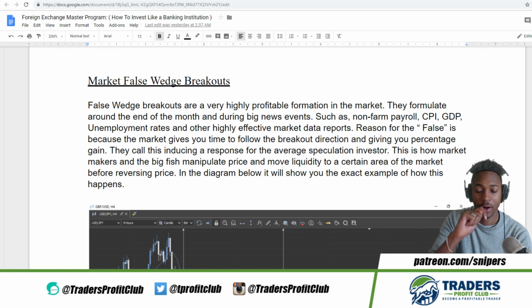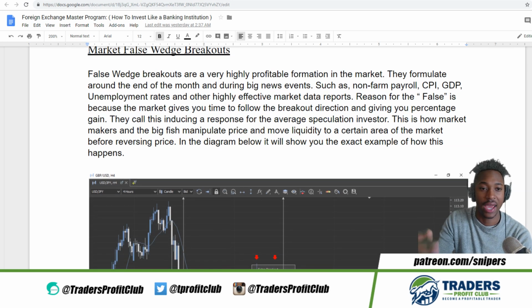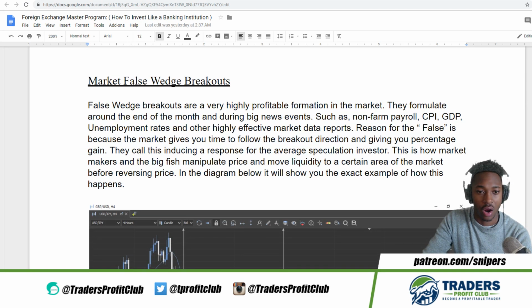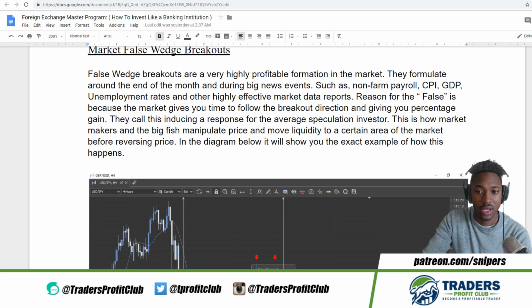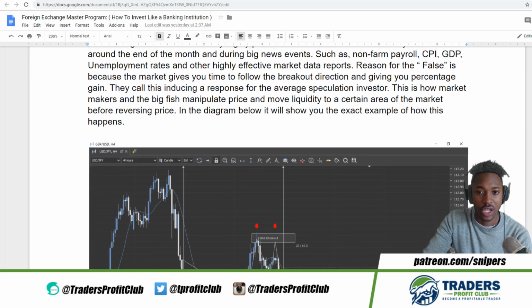A lot of these people that are scalpers or maybe breakout traders, they're not making a lot of profit, because a lot of the time those breakouts aren't really to that side of the market that it's breaking out to. It's usually a false breakout. A false breakout is a very highly profitable formation in the market. They formulate around the end of the month or during big news events, such as non-farm payroll, CPI, GDP, unemployment rates, and other highly effective market data reports.